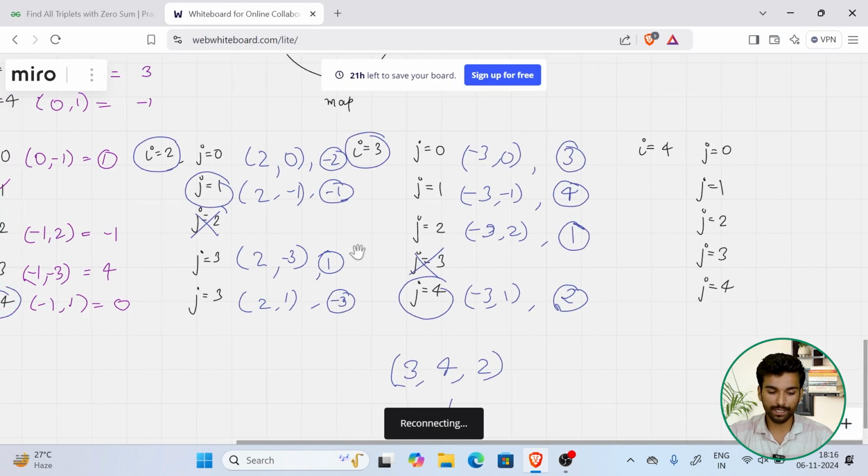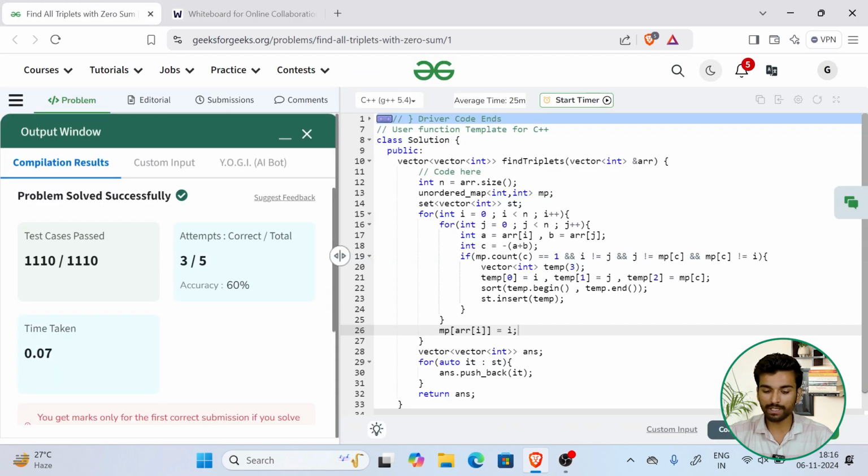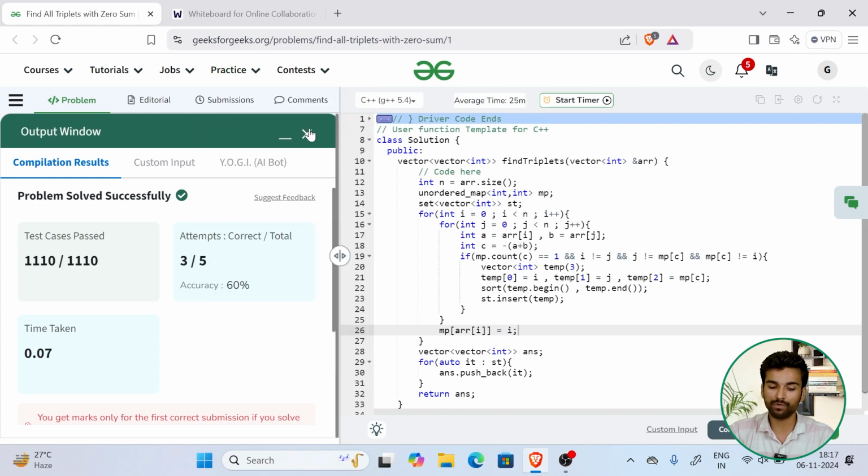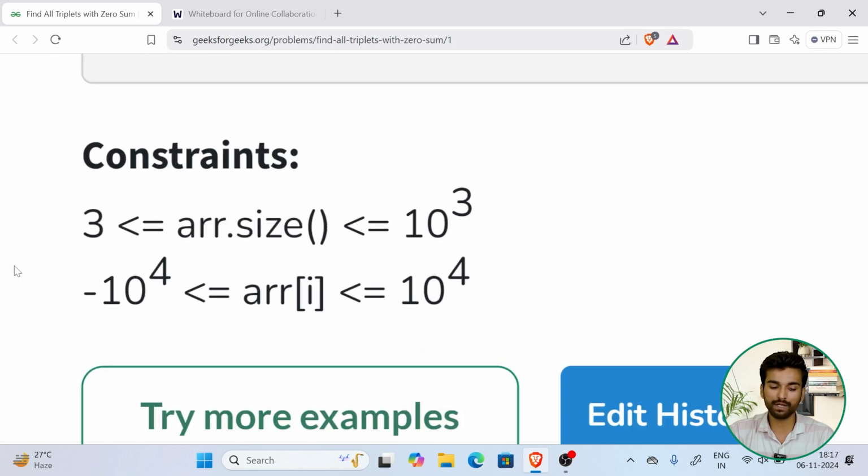Let's quickly discuss the time complexity. Here you can see that we are using two nested for loops, so the time complexity would be order of n square. Inside these two for loops we are just checking if the value is present in my map or not. If we take the average time complexity of that as order of 1, the overall resultant time complexity would be order of n square, and that would pass these constraints.